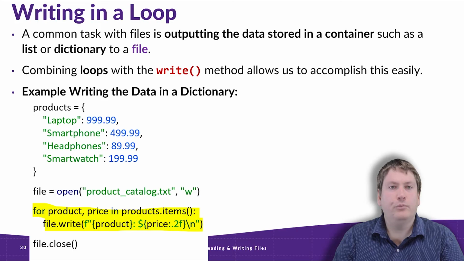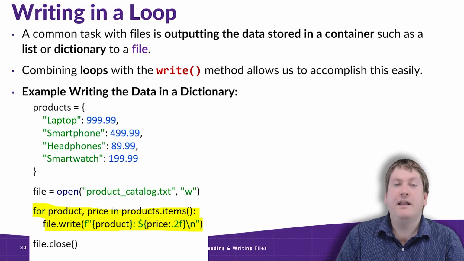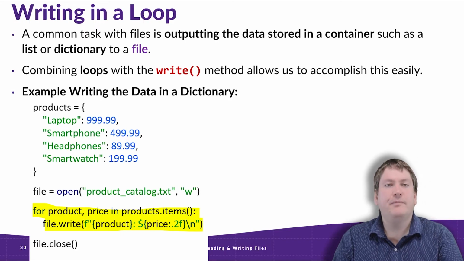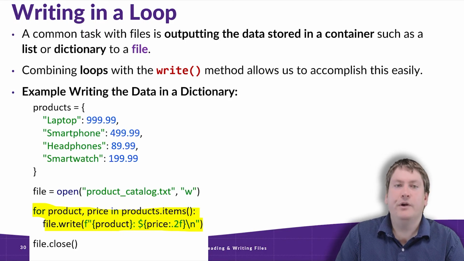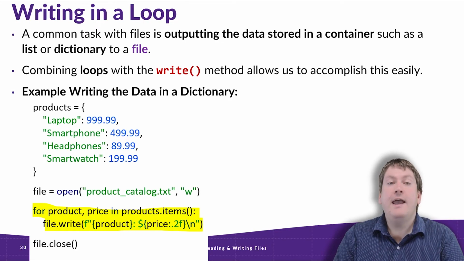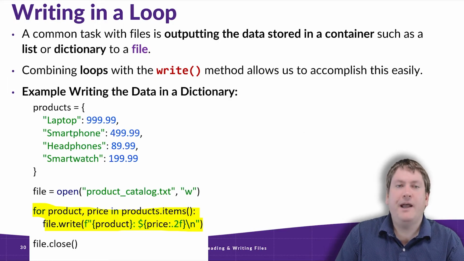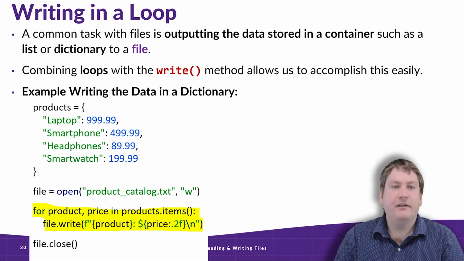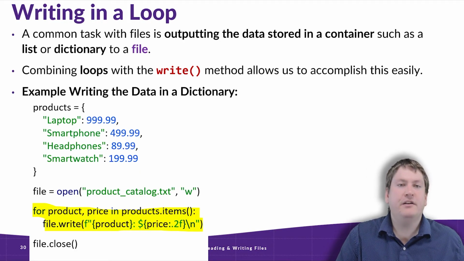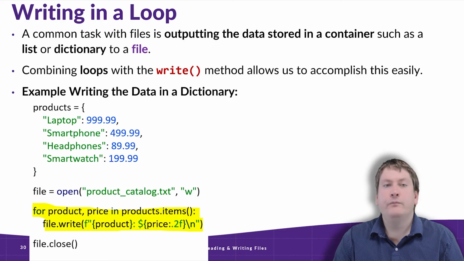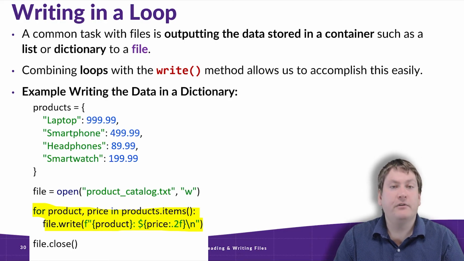Next is our loop. And what this loop is doing is it's looping through all of the key value pairs in the dictionary. .items means that it's returning a list of tuples, one tuple for each key value pair, and then this is using tuple unpacking to put the key in product and the value in price. So each time we run through this loop, we'll have a different product name in product and a different price in price. Then inside the loop, we use file write to write this f-string to a file.